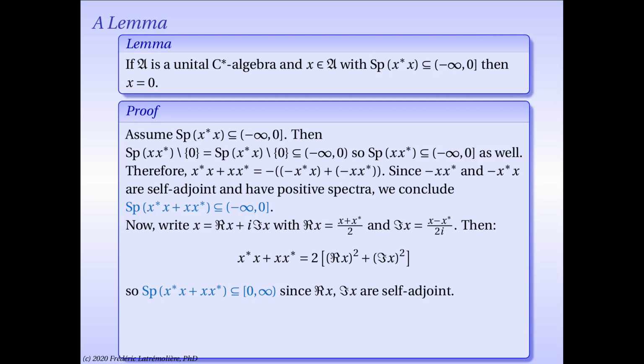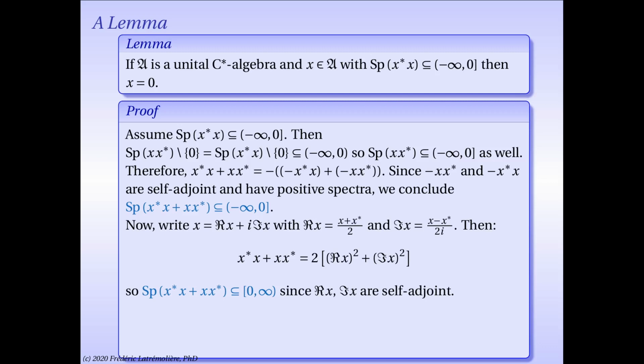What I can conclude from this computation is that since the square of the self-adjoint element real part of x is itself self-adjoint with positive spectrum, and similarly the square of the imaginary part of x is a self-adjoint element with positive spectrum, their sum is again a self-adjoint element with positive spectrum, and twice that still is a self-adjoint element with positive spectrum. So putting all that together, I've shown that the spectrum of x star x plus x star is indeed a subset of the positive half-line.